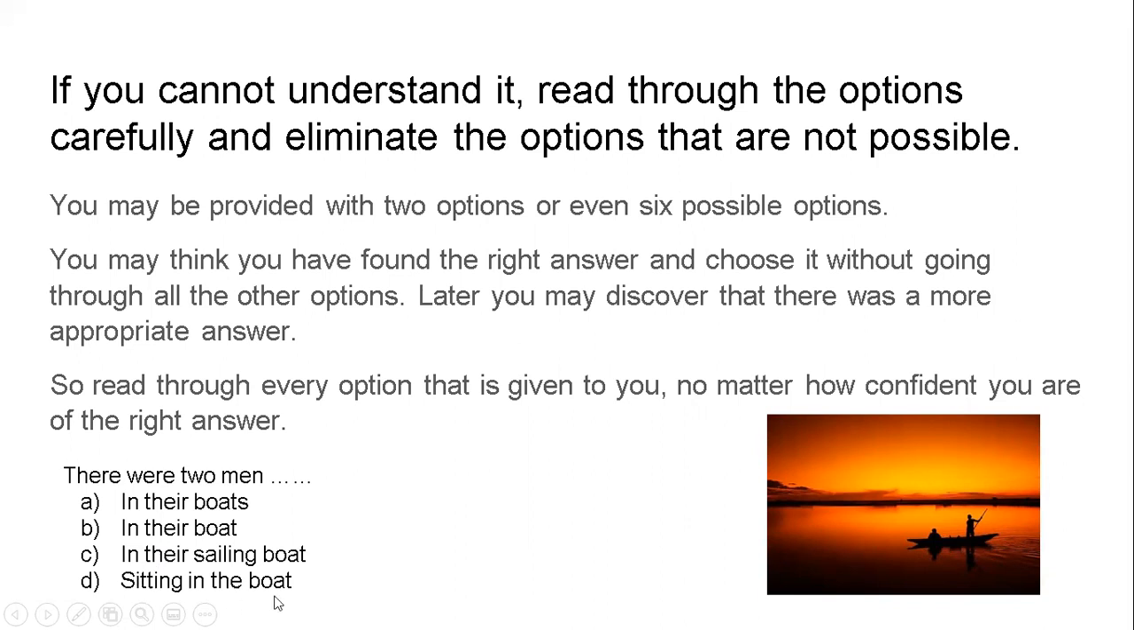There were two men sitting in the boat. Now, are they both sitting? No. One is sitting, one is standing. So now that we have analyzed all four options carefully, we can say that one of them is actually right. Which one? In their boat. One boat. I hope you understood what I have been trying to say.